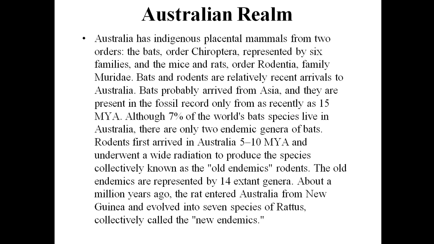About this, there are 2-3 different views. Some say that basically the Australian realm was not having any placental mammals and all these are introduced. But some biogeographers say that these two orders, the bats and rats and mice, are originally from Australia, not introduced. That problem has not been solved. So bats and rodents, everybody says that it is the most recent arrival to Australia. Probably bats must have come from Asia, and the fossil records are available as recently as 15 million years.